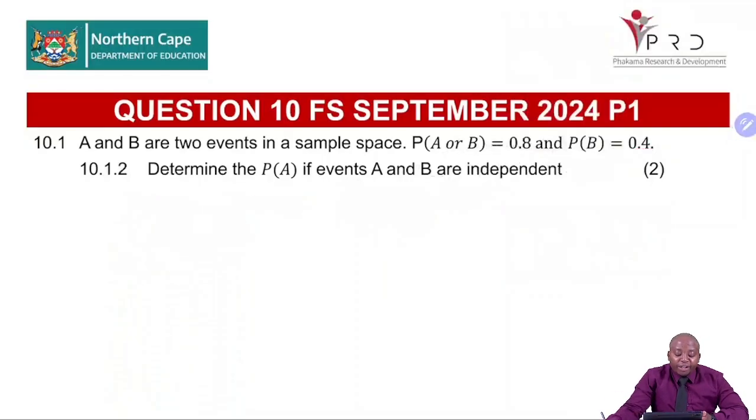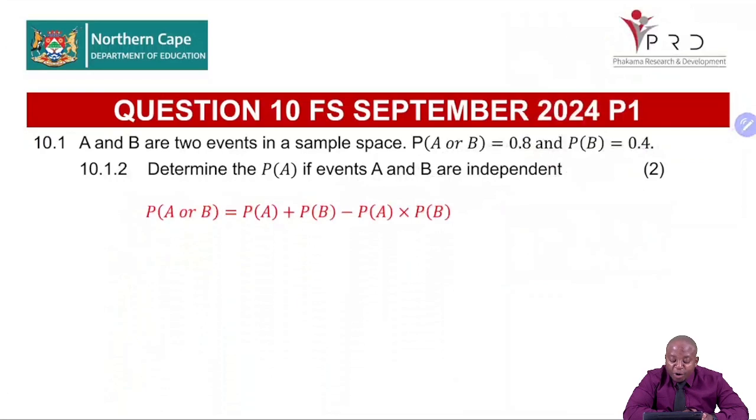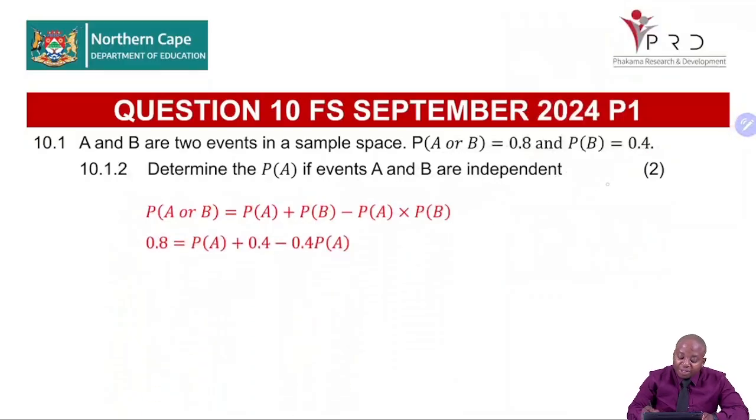Now, let us look at 10.1.2. It says give us the probability of A if A and B are independent events. If A and B are independent events, we are going to say the probability of A or B is equal to the probability of A plus the probability of B minus the probability of A multiplied by the probability of B. So if they are independent, we are going to place in our values and say our A or B is 0,8.